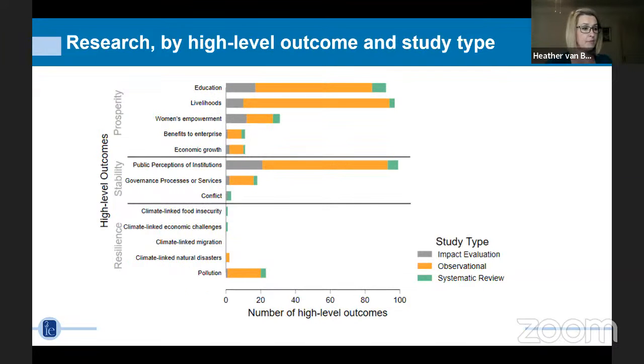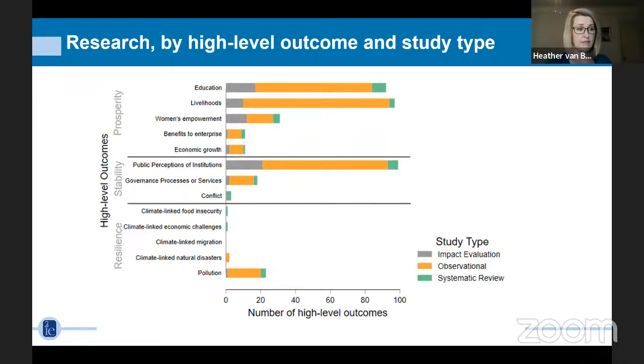By high-level outcomes, we find that most of the research was focused on the prosperity outcomes, followed by stability, and then, of course, resilience. This is probably more of an artifact of our screening criteria, which required that the resilience outcomes be mentioned in a context of climate change. So that's some of the effect of the limited studies, but it may also be an under-researched area. It's something to look into more in the future.